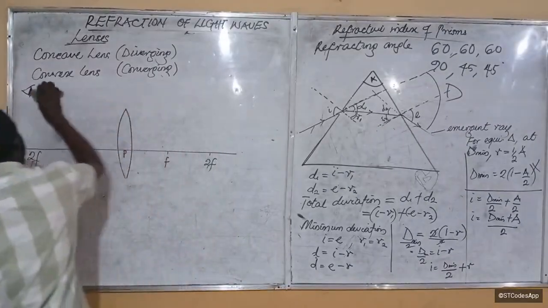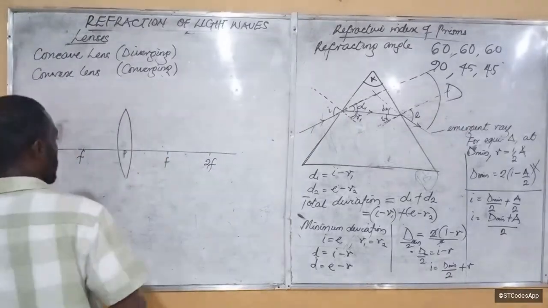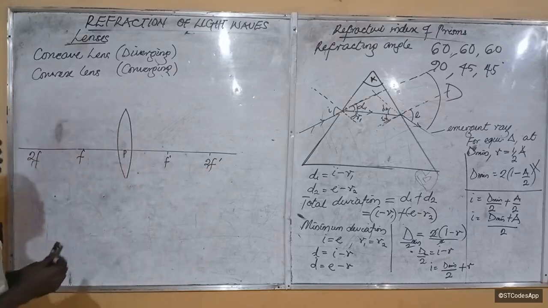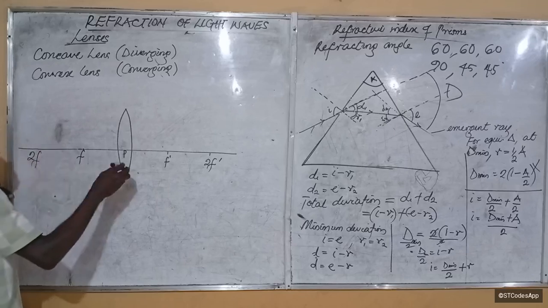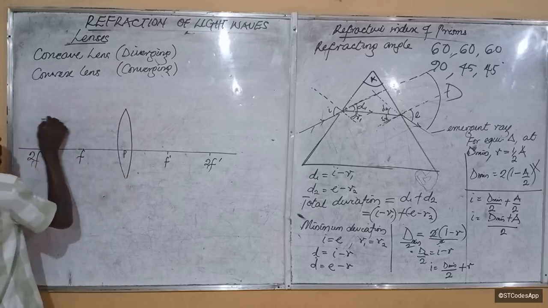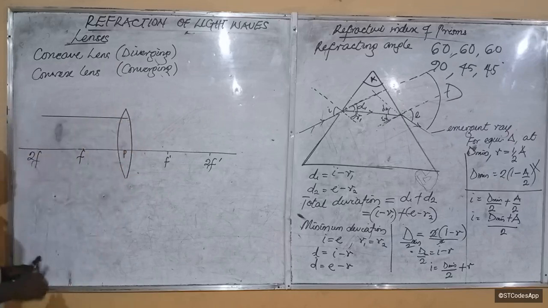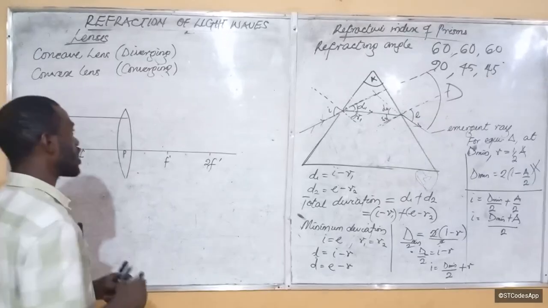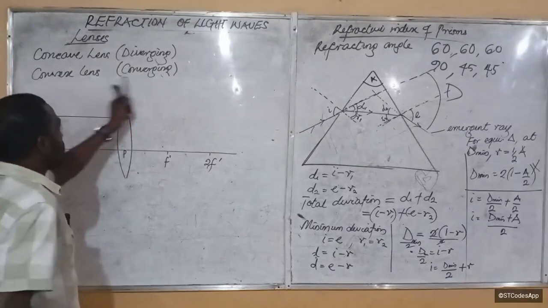So we can call this F prime and 2F prime, because I want to use this as the side where I have my object. Now watch, please. The rules: a ray of light that you draw parallel to the principal axis, just like yesterday, will converge. Remember, this is a convex lens, so it will converge.